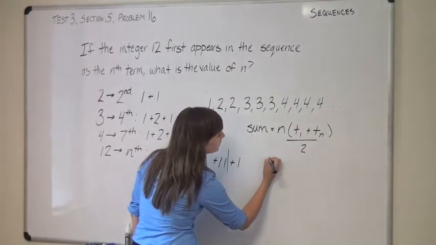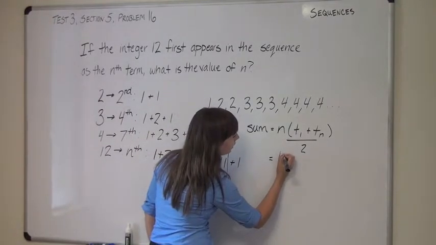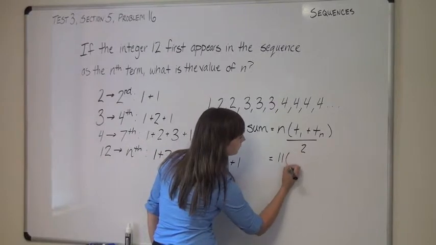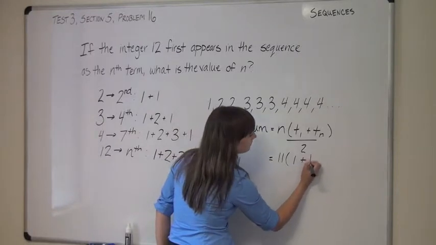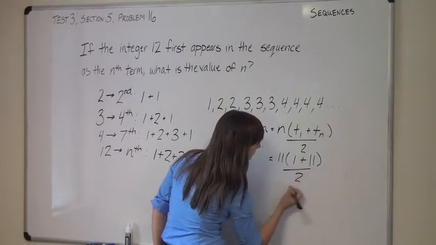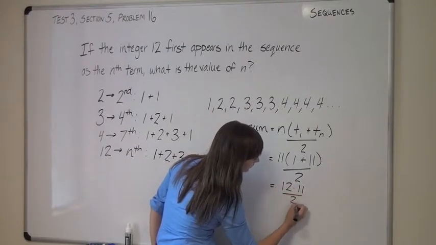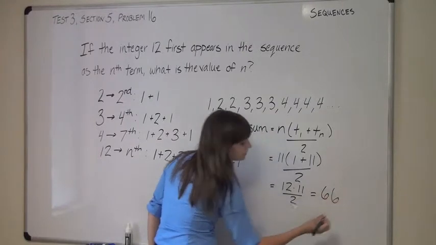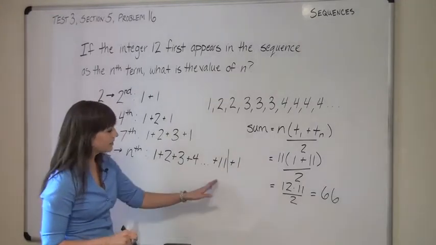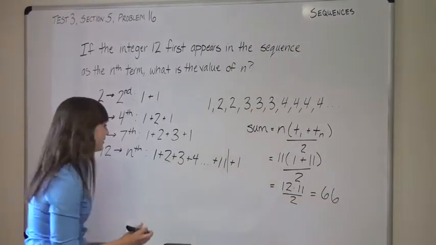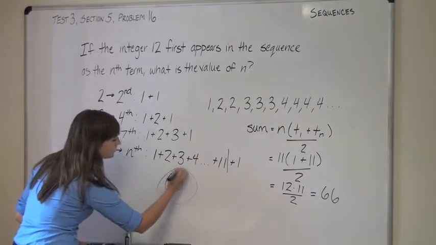So in this case, for the sum of the first 11 terms, we have 11 times the first term, which is 1, plus the 11th term, which is 11, divided by 2. That's equal to 11 times 12 over 2, or 66. So the sum of the first 11 numbers is 66, and then don't forget to tack on that additional 1. So when is 12 first going to appear? As the 67th term in the sequence.